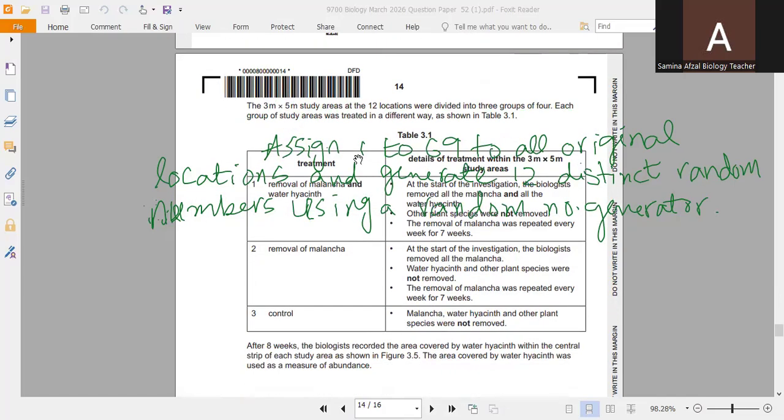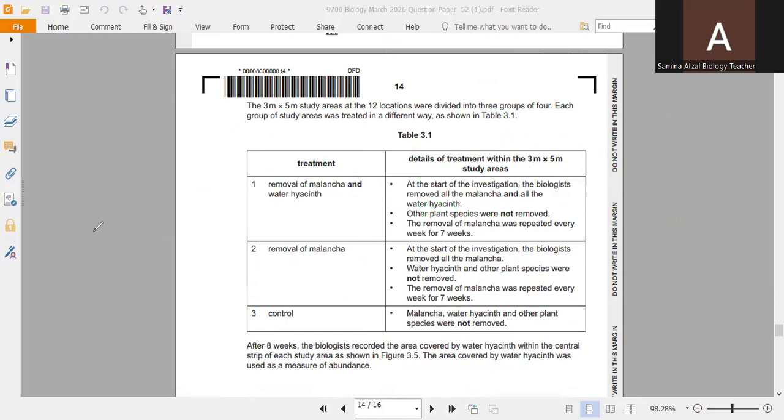Now the next is: the 3 m by 5 m study area at the 12 locations was divided into 3 groups of 4. Each group of study areas was treated in a different way as shown in table 3.1. Treatment number 1 was removal of Melanca and water hyacinth, then removal of Melanca, and then there was a control. So they have given the details of treatment for the 3 m by 5 m study areas.